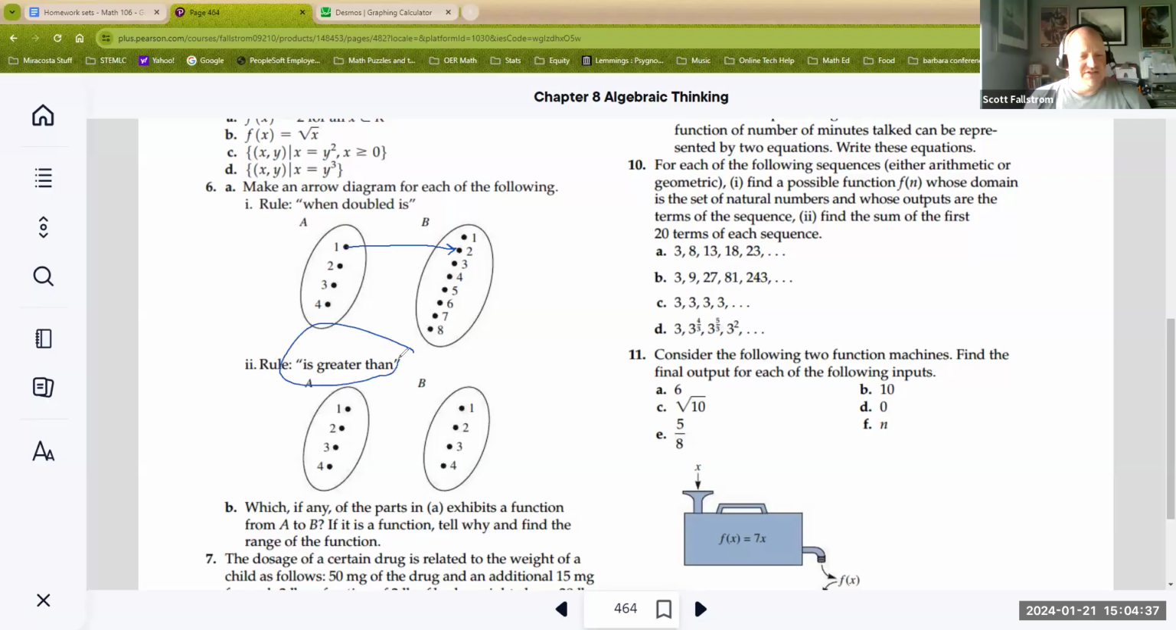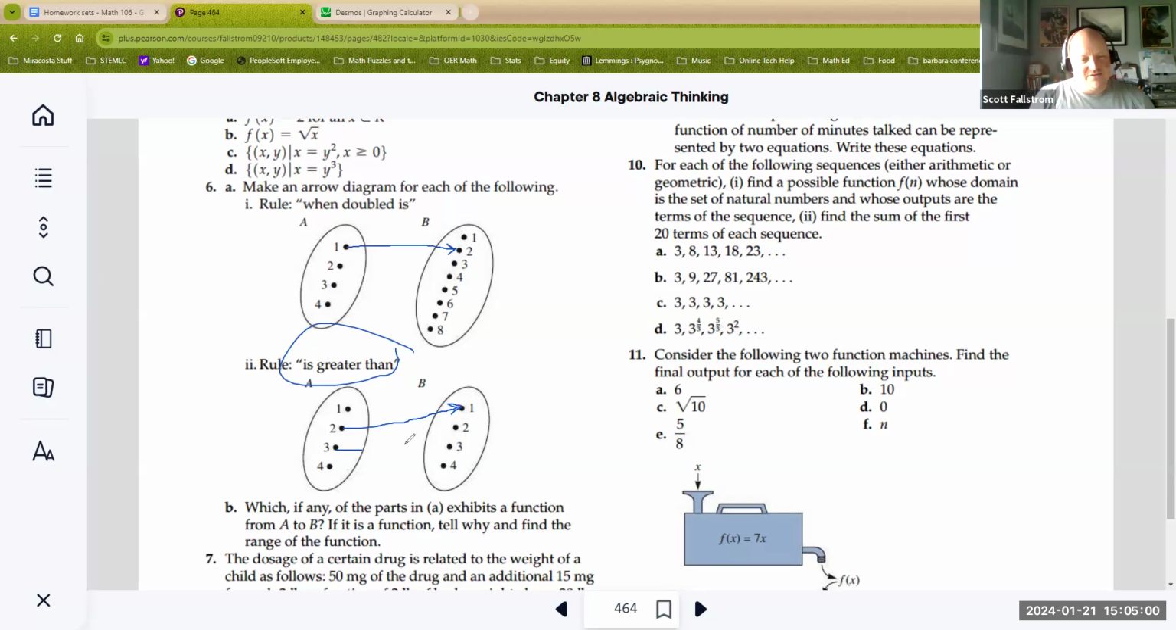And this one says is greater than. So again, you have to connect it to whatever it is. So 1 is greater than what? 1 is greater than 1? No. 1 is greater than 2? No. I wouldn't put anything down. So for example, if I had the number 2, right? 2 is definitely greater than 1. So I draw an arrow that direction. Okay.